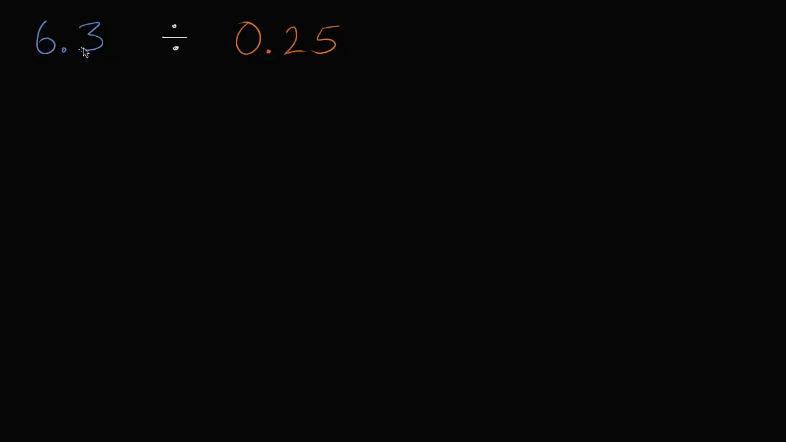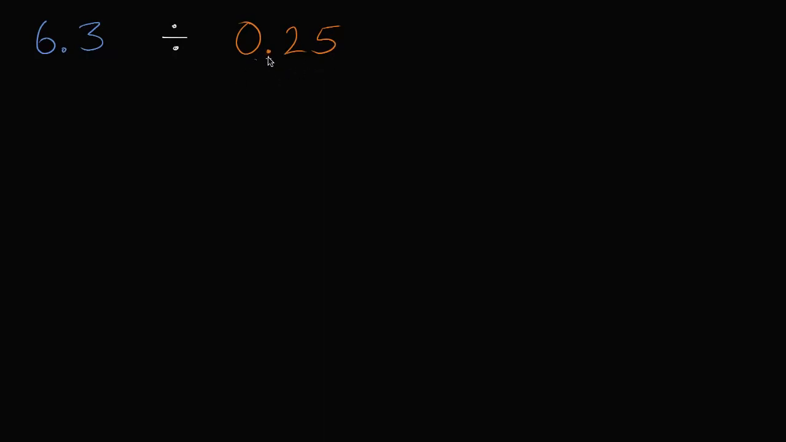Let's figure out what 6.3 divided by 0.25 is. When I look at something like this, the first thing I think about is, is there a way that I can rewrite this? So instead of dividing by 25 hundredths, instead of dividing by 0.25, I could divide by a whole number, maybe 25. And so how do I turn 25 hundredths into 25?